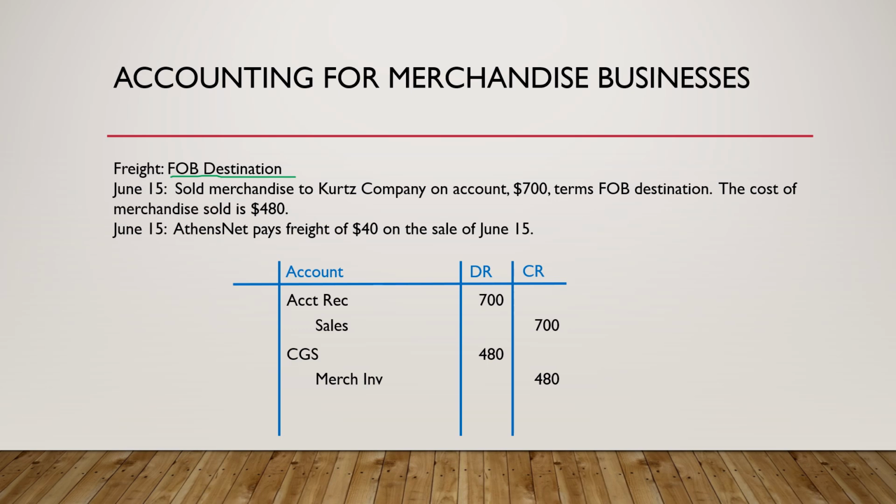Also on June 15th, AthensNet pays freight of $40 on that day's sale. FOB destination means the seller, AthensNet, must pay for delivery. When the seller pays, it records the delivery as an expense. Debit delivery expense and credit cash for $40.